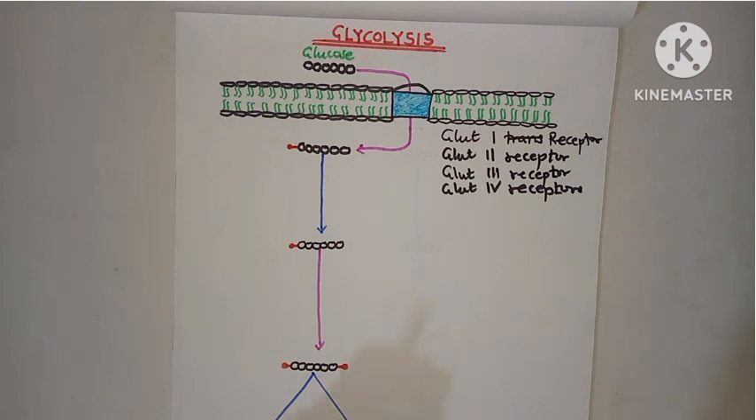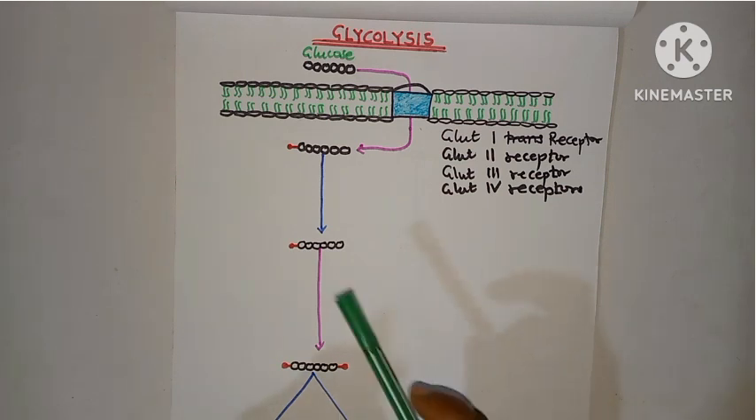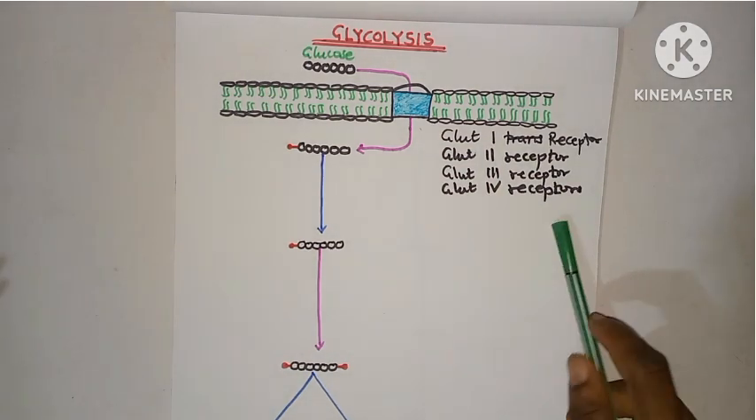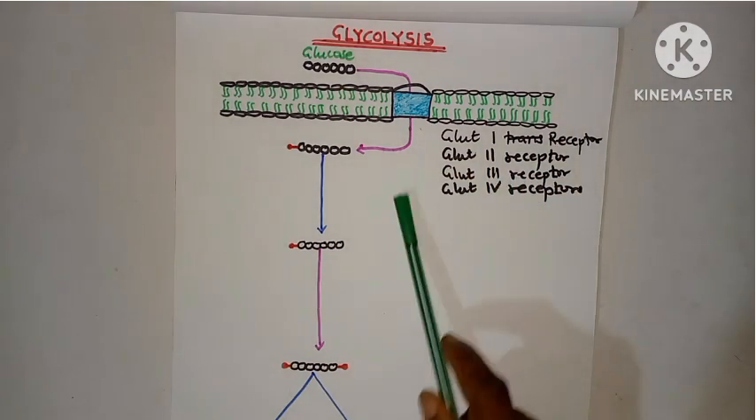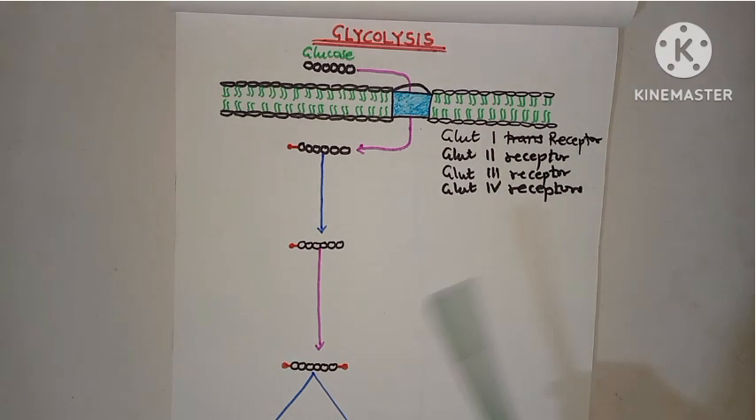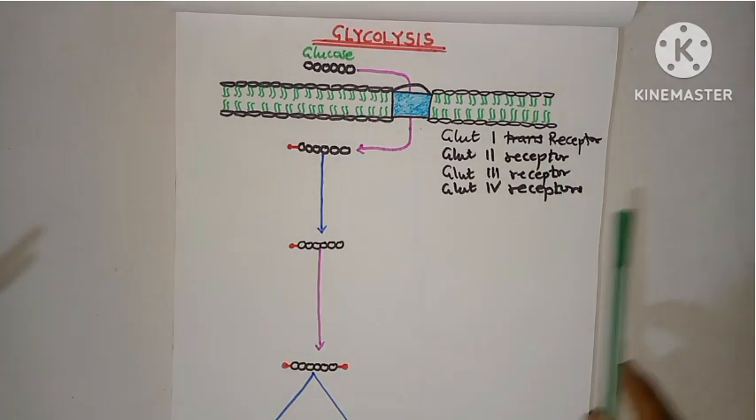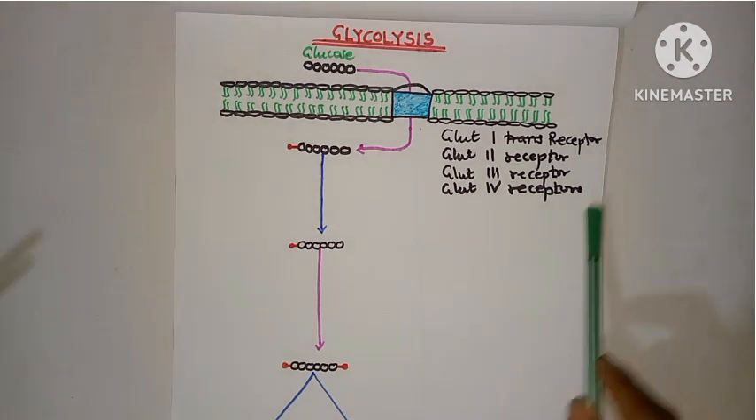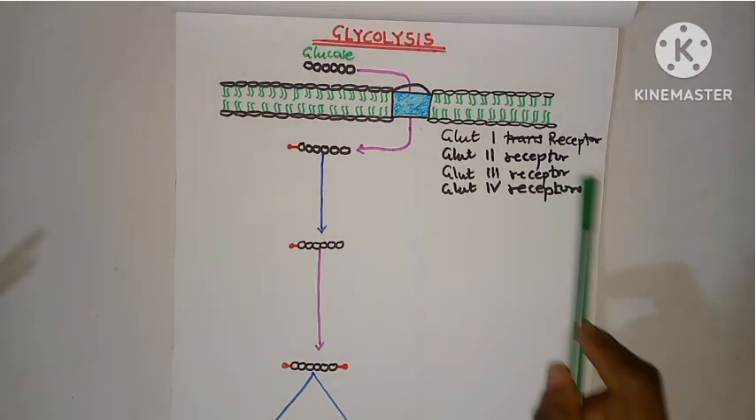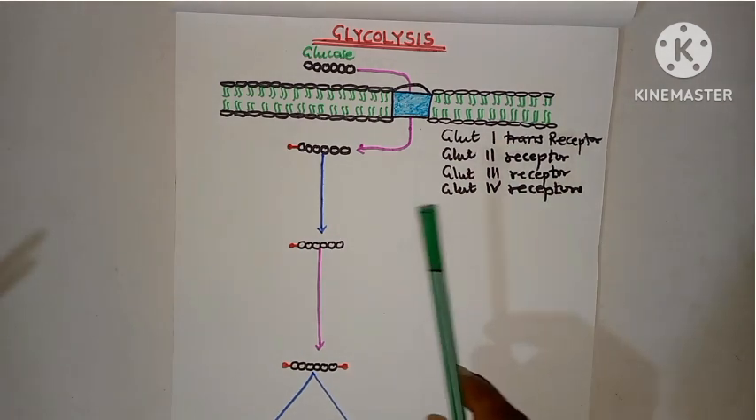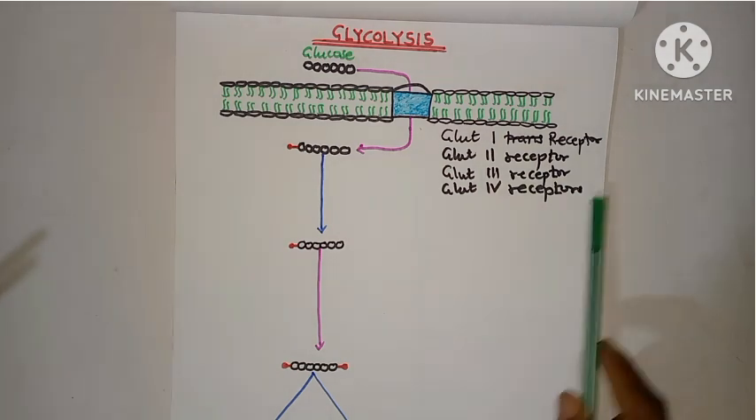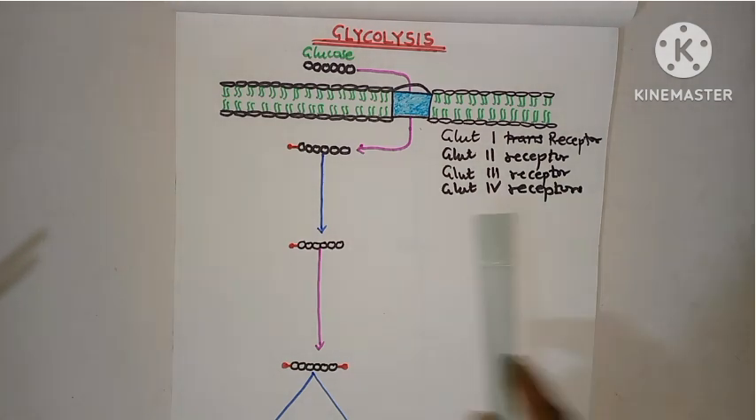But GLUT4 is insulin dependent. This means that it needs insulin to help it increase the number of GLUT4 transporters. So it requires insulin in order to increase the number of its transporters. It is the only GLUT receptor that needs insulin to increase in its number or its concentration.